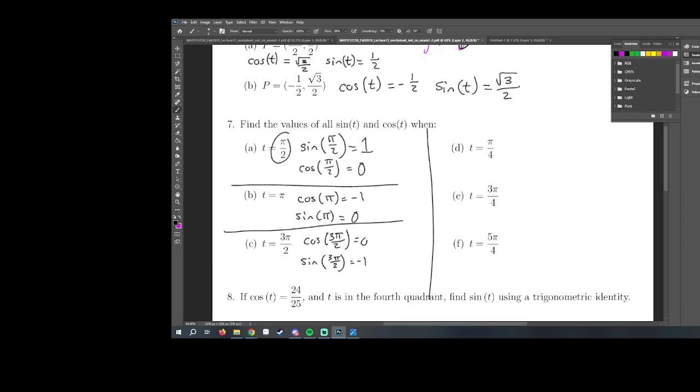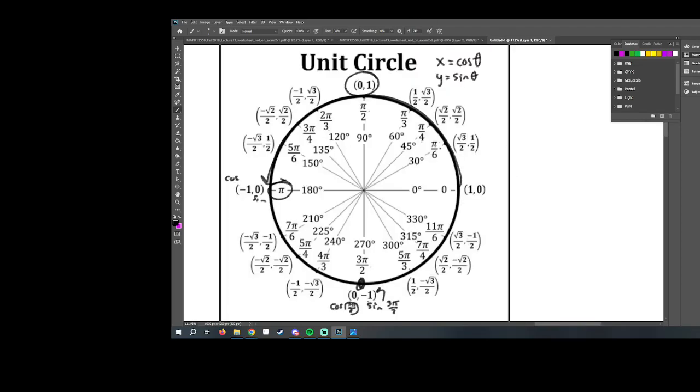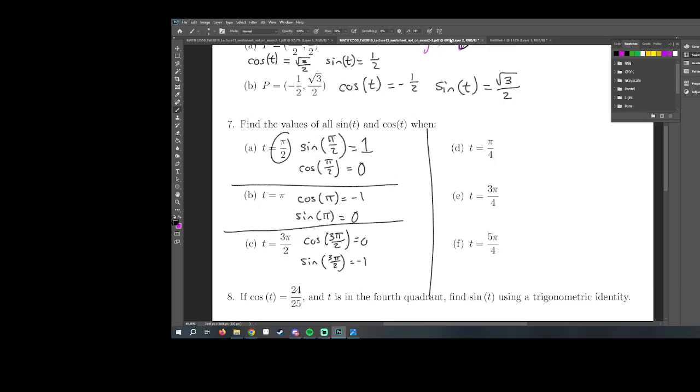Now over here, pi/4, again, we can just reference our unit circle. Pi/4 is right here, so this is our cosine and this is our sine, because it always goes cosine and then sine. So in this case, they're both the same thing. So we would say the cosine of pi/4 is √2/2, and the sine of pi/4 is also √2/2.